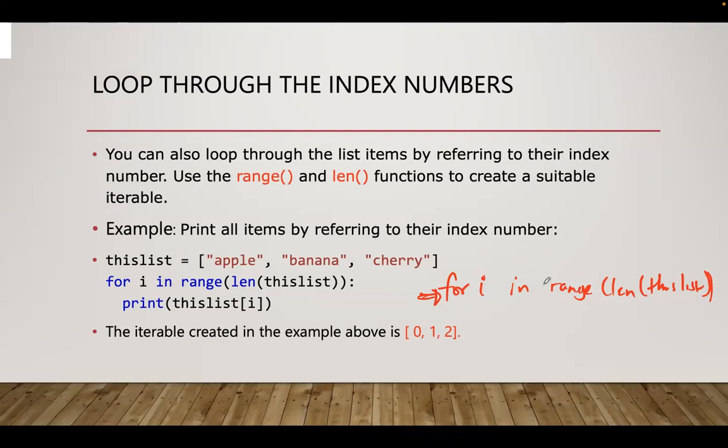I told you yesterday, instead of writing i, we can say for fruits. We can say for fruits in range length of the list, print this list fruits. You can do that and you would get the same result. But the point is just to understand the syntax of writing this code. Once you understand it, then every other thing will be easy for you.